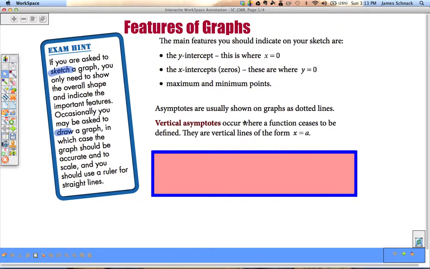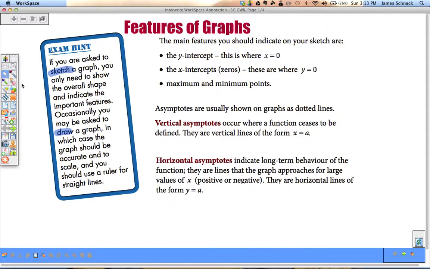A vertical asymptote occurs where a function ceases to be defined. They are vertical lines of the form x equals a. You always need to label your asymptotes with an equation, ladies and gentlemen, not just a number.